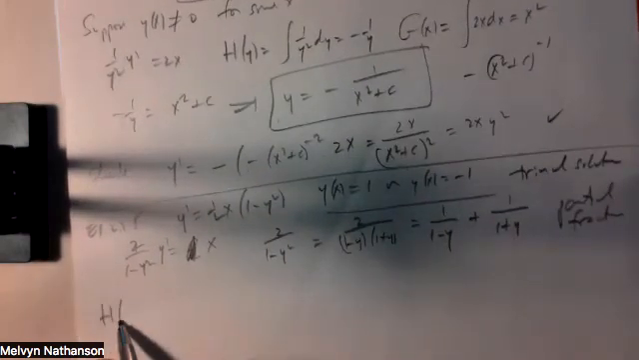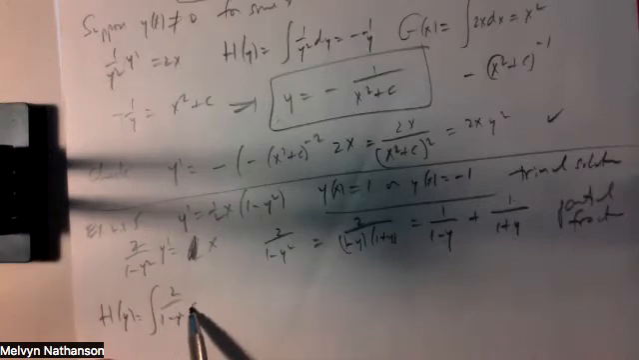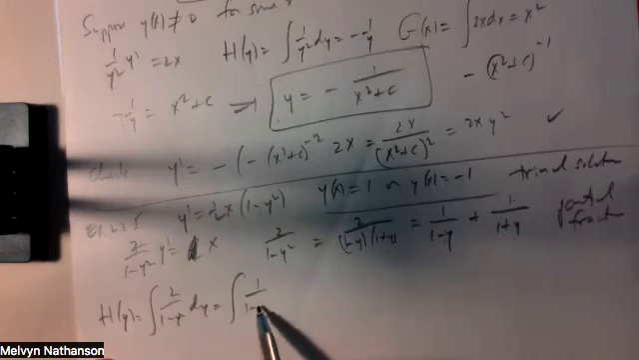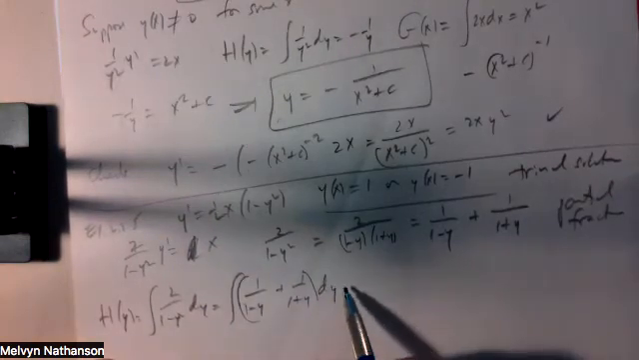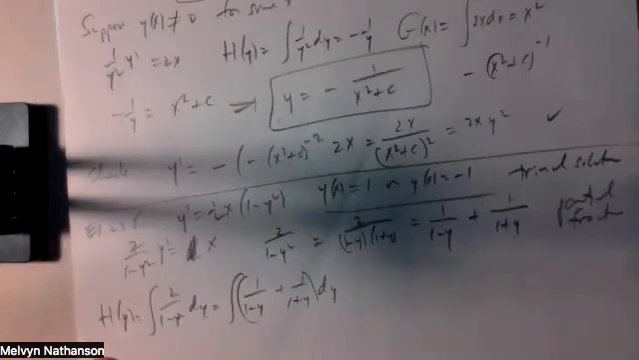So capital H of y, which is the integral of 2 over 1 minus y squared dy, that's the integral of 1 over 1 minus y plus 1 over 1 plus y dy. You get some logarithms.